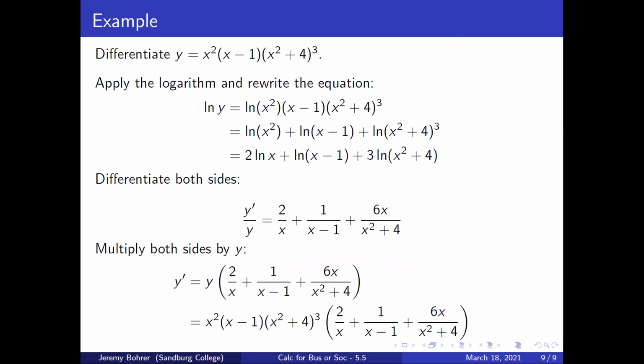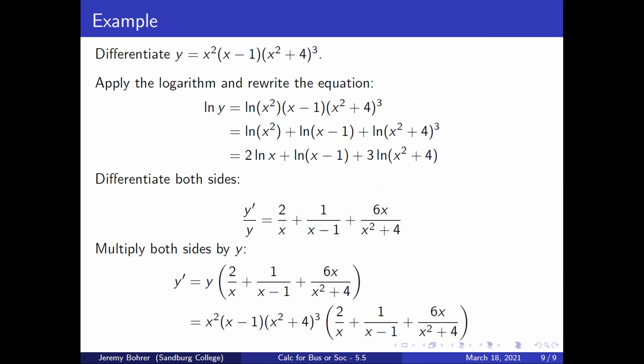Differentiate y equals x squared times x minus 1 times x squared plus 4 quantity cubed. Apply the logarithm and rewrite the equation. That gives us the natural log of y is equal to 2 times the natural log of x plus the natural log of x minus 1 plus 3 times the natural log of x squared plus 4. Differentiating both sides, we get y prime over y equals 2 over x plus 1 over x minus 1 plus 6x over x squared plus 4.